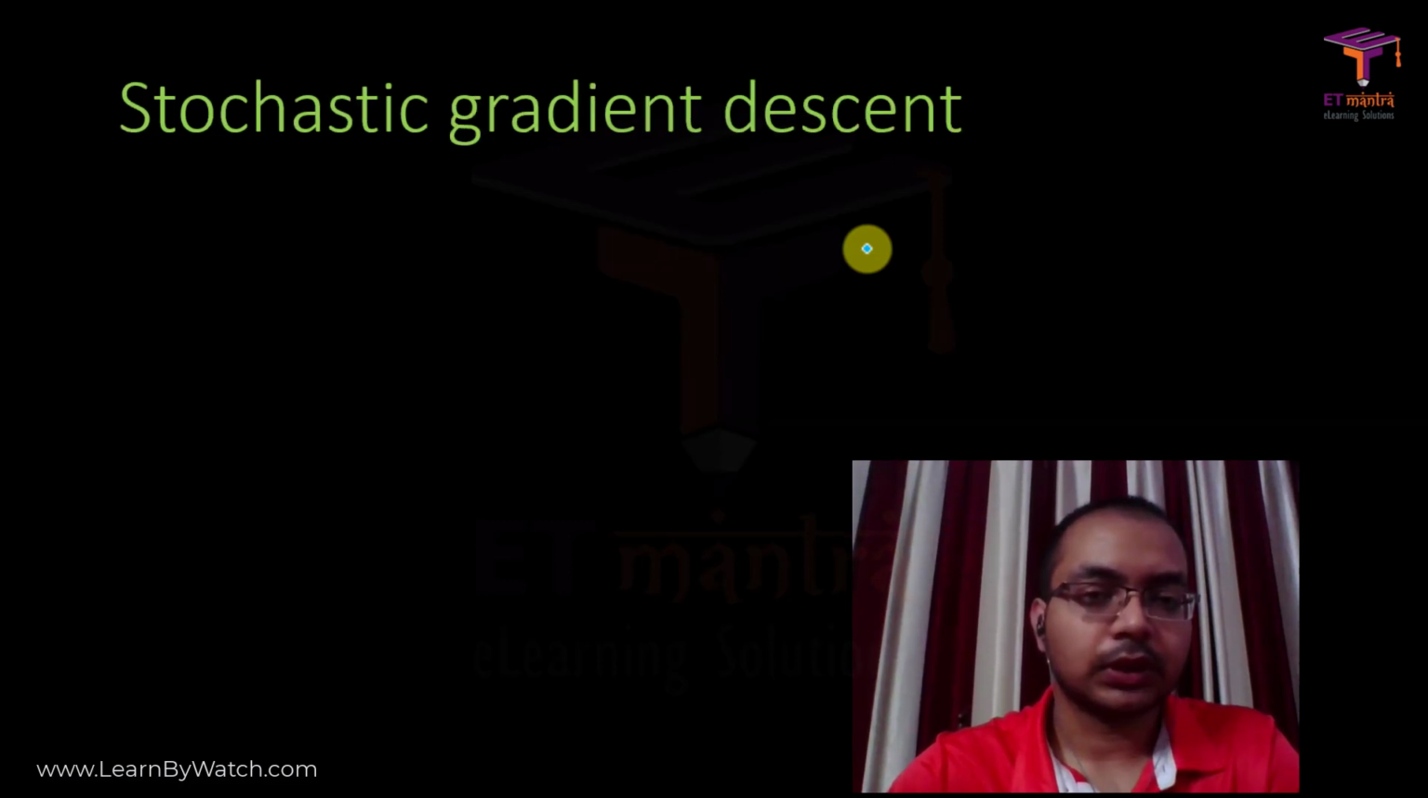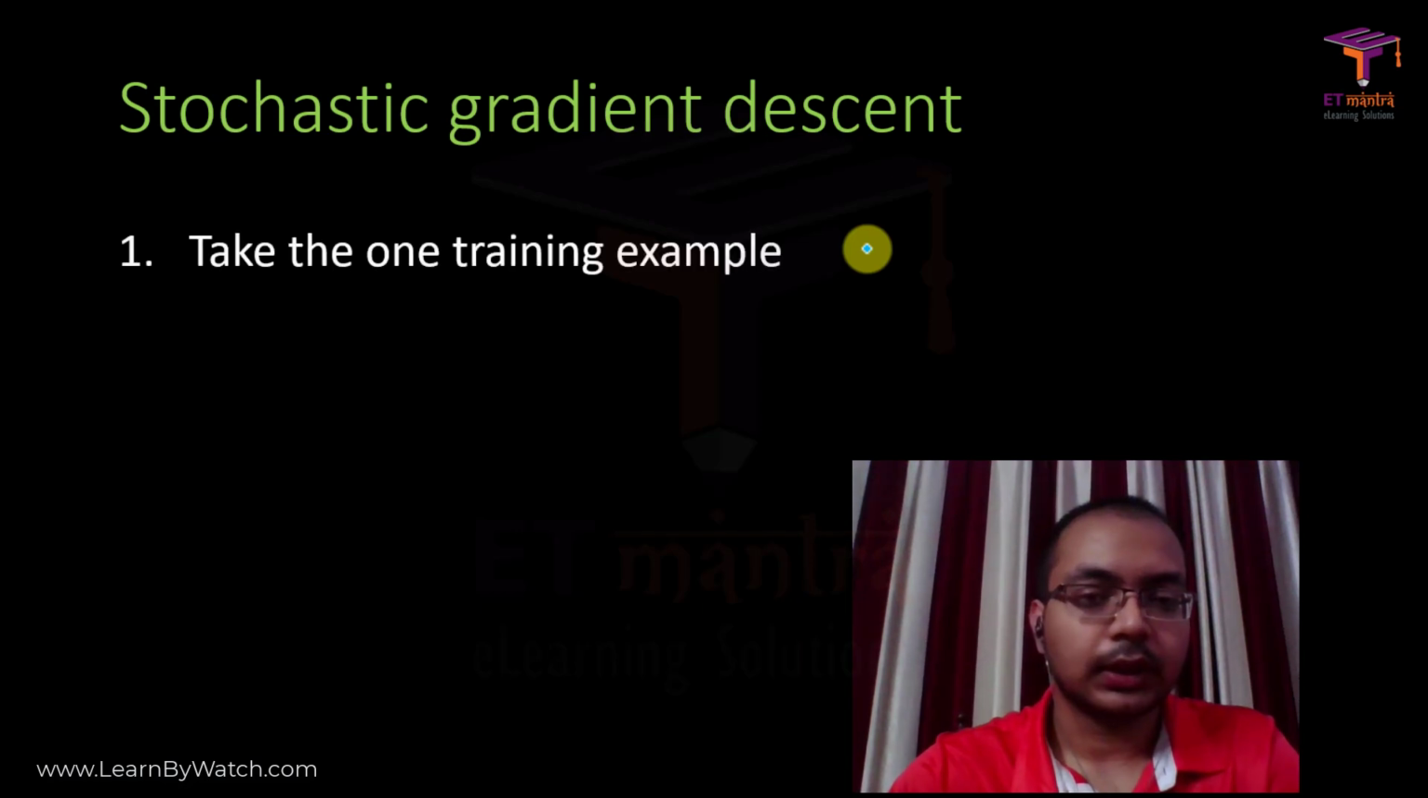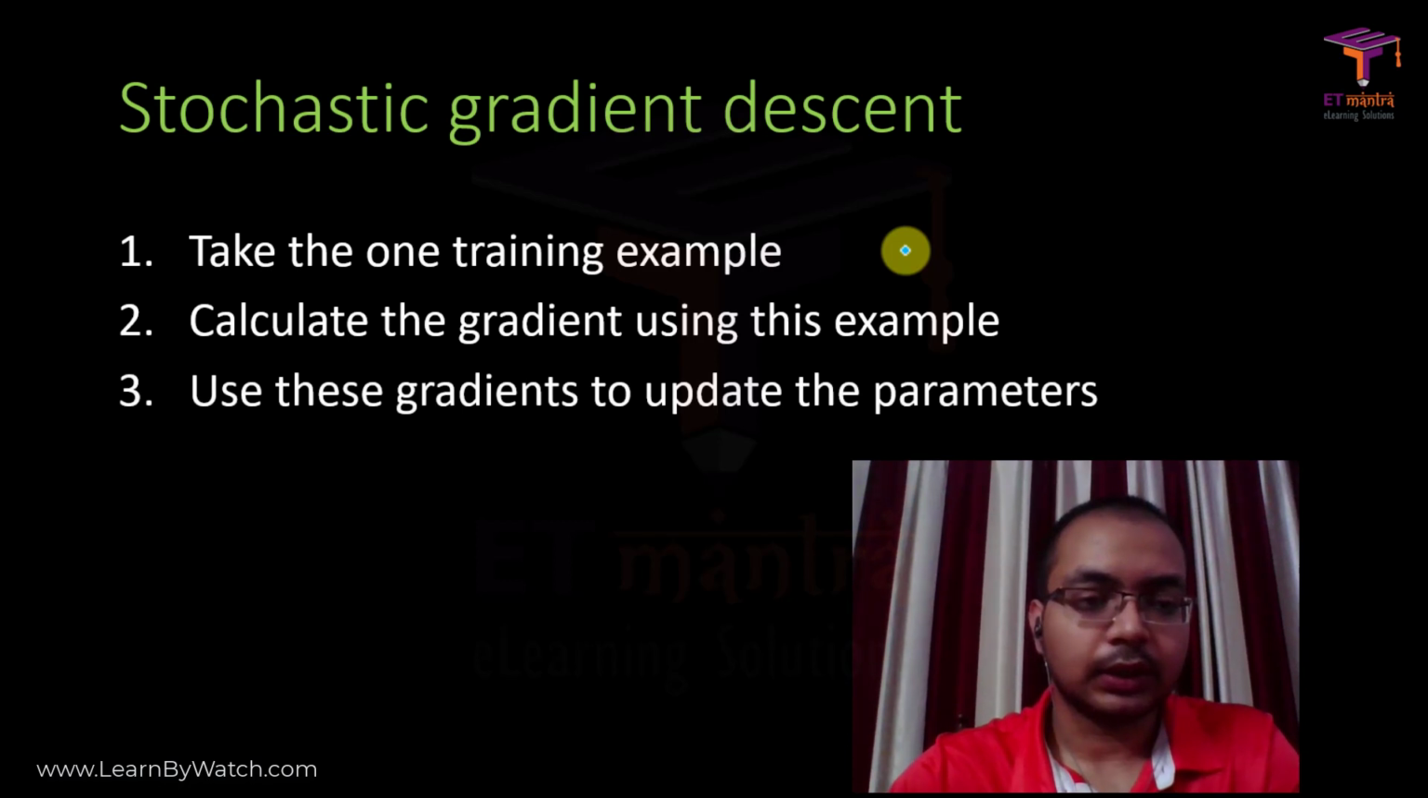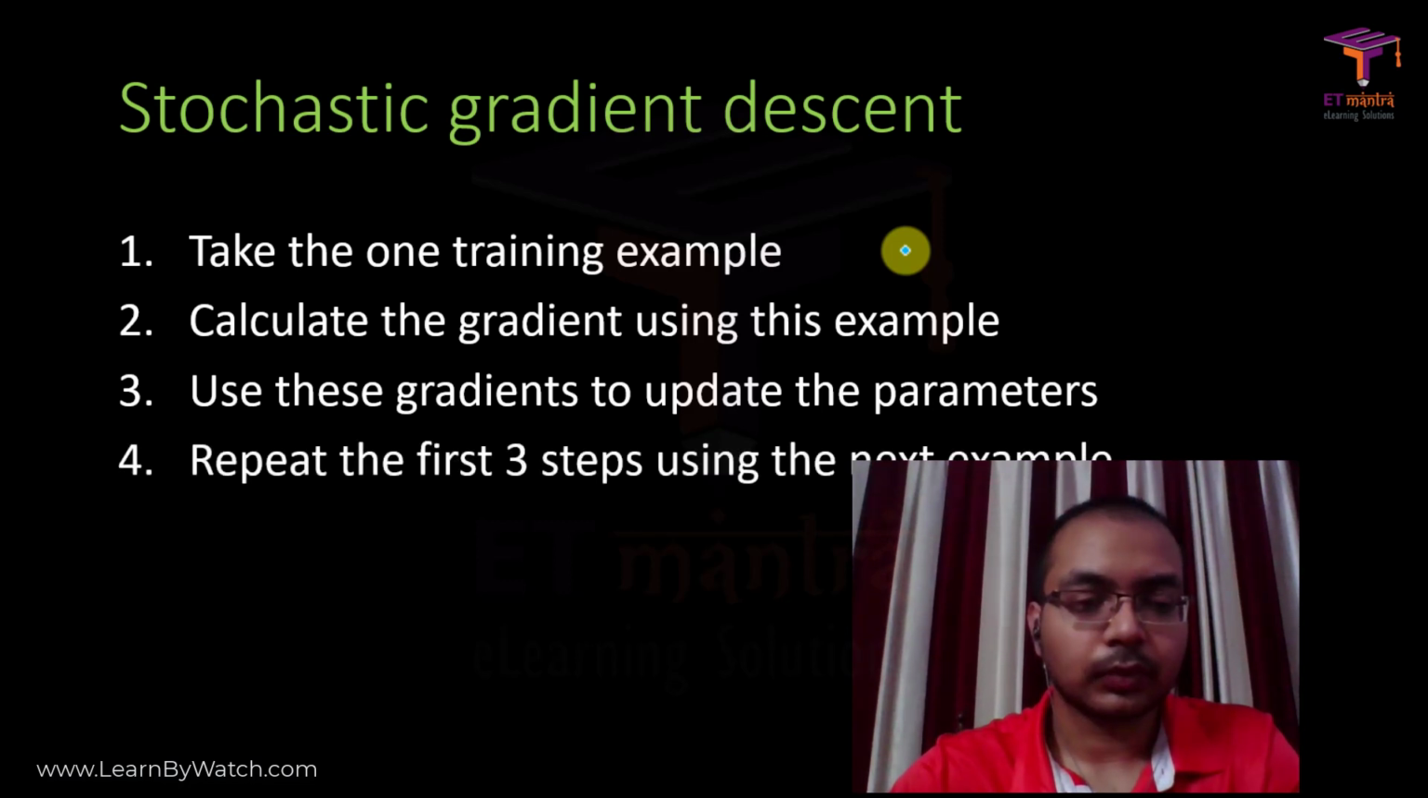The second type is the stochastic gradient descent. Let us look at the algorithm. First we take one training example, we calculate the gradient descent using this example, and using these gradients we update the parameter or the theta vector, and then we repeat these first three steps taking the next example.